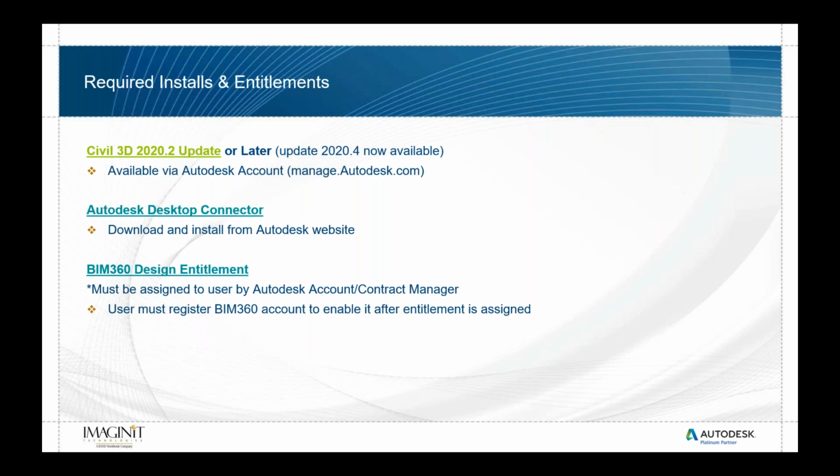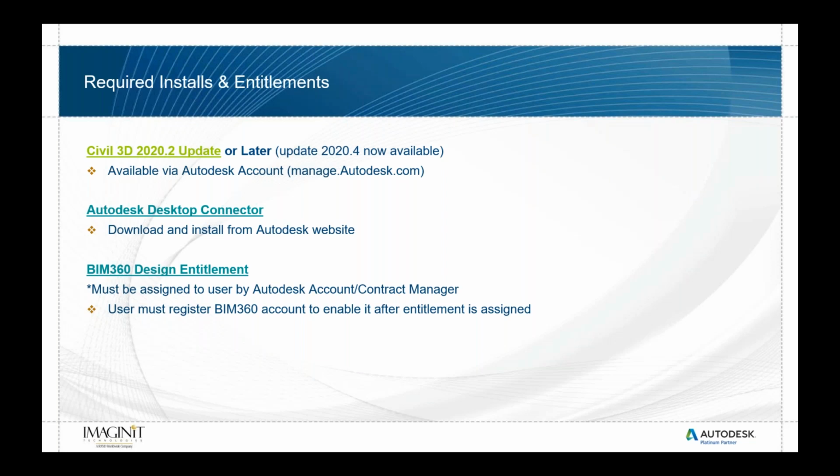So from the 2020.2 update, that's where you would see the new BIM 360 features and functions appearing in your software. If you're on a pre-2020.2 version, then you're not going to have access to the full design capabilities. And then if you're in 2021, it's already built into that, so you don't need to run the update for that one.